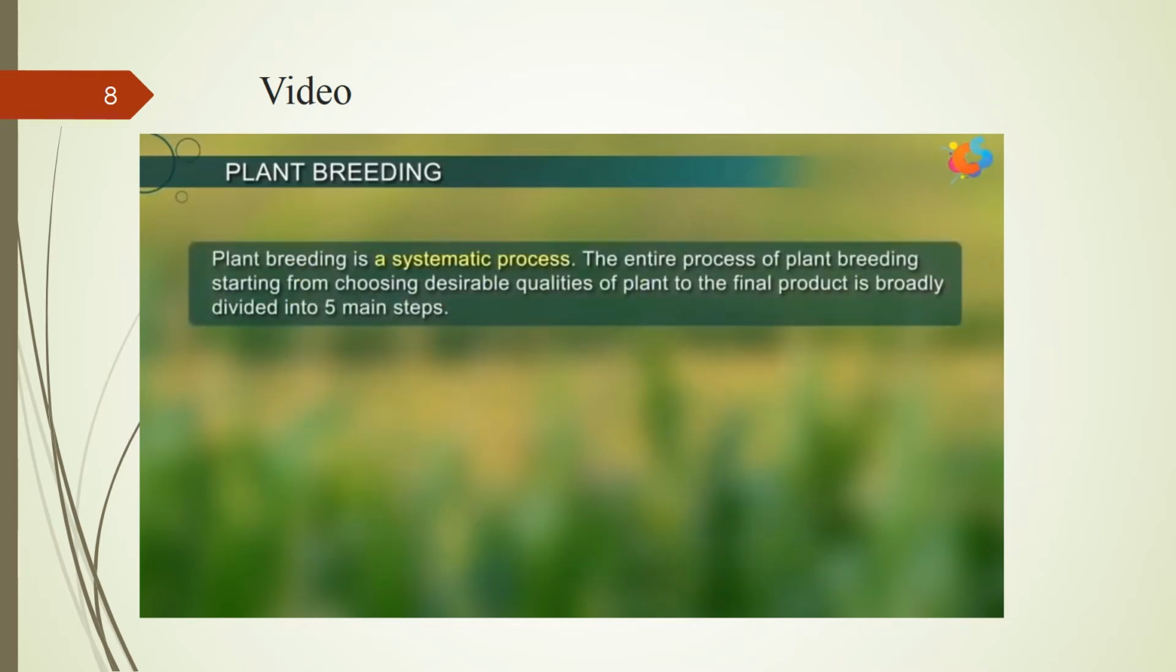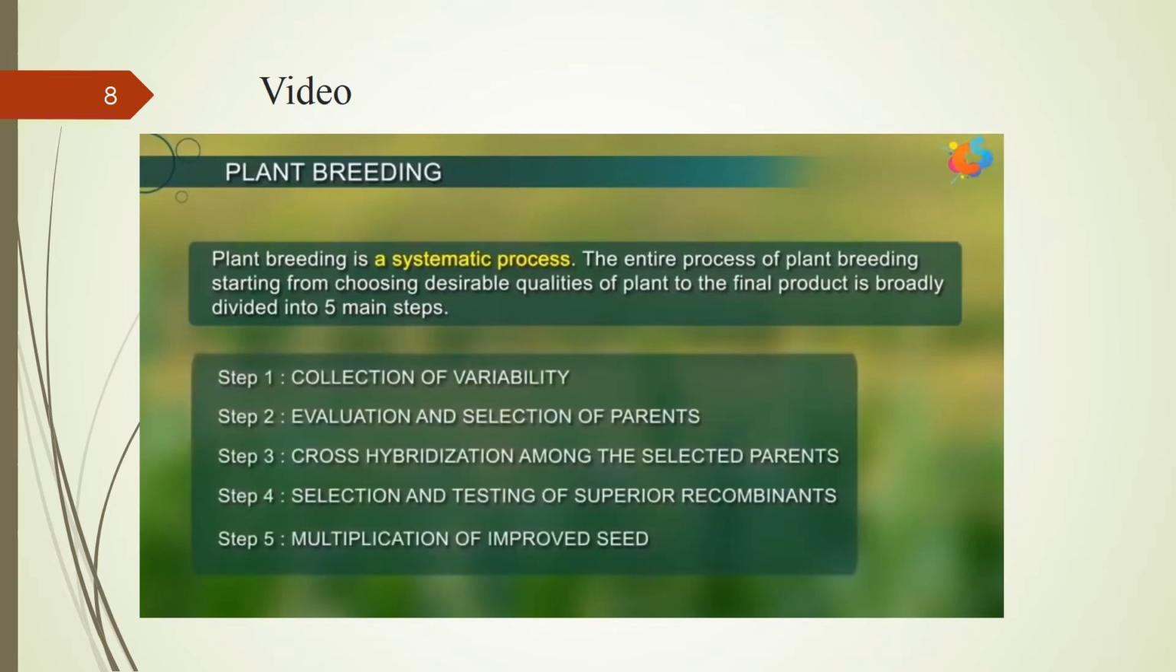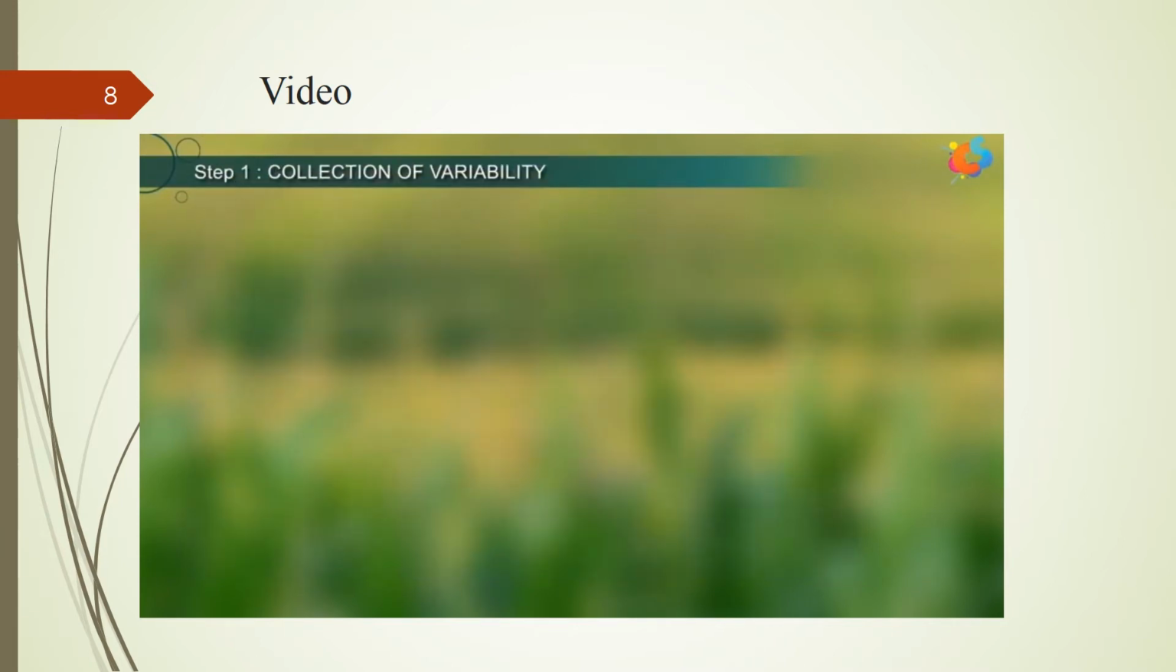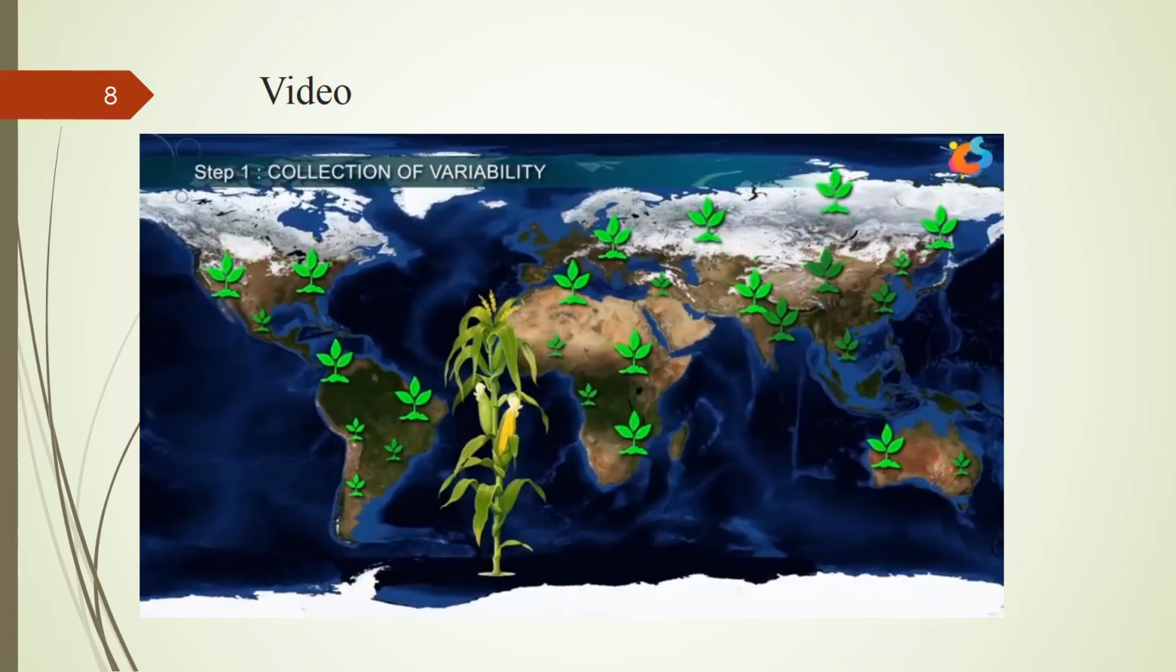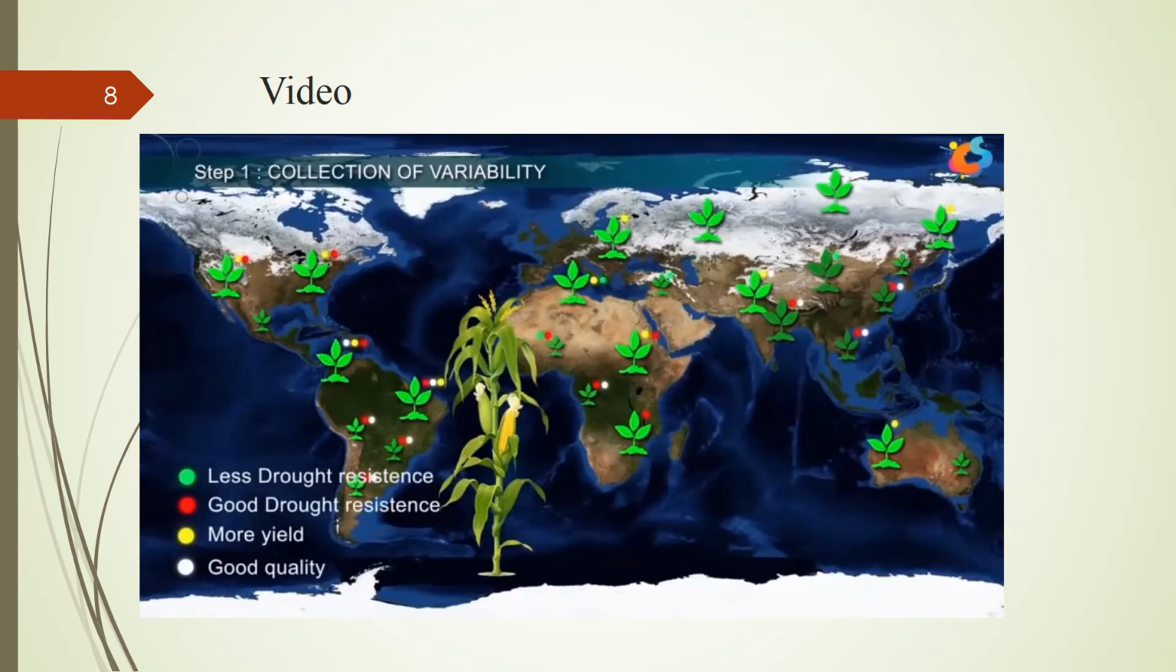Plant breeding is a systematic process. The entire process of plant breeding, starting from choosing desirable qualities of plant to the final product, is broadly divided into 5 main steps. Let us learn about them one by one. Step 1. Collection of variability. We know that plants of a particular species will have different varieties on different parts of the planet. Each variety will have a few different sets of traits that are different from each other. This is known as genetic variation.